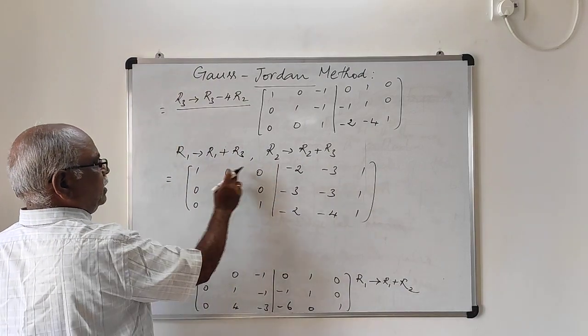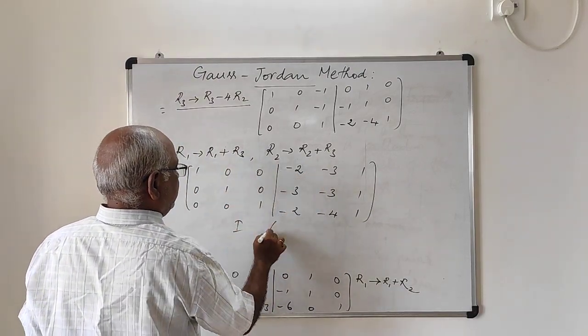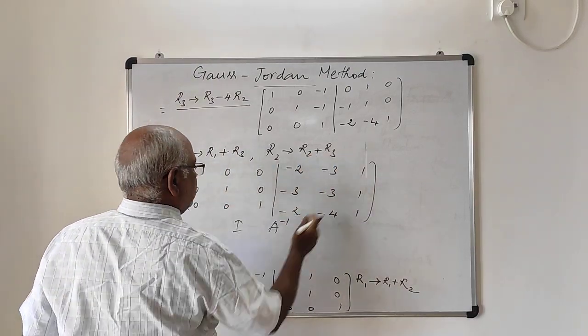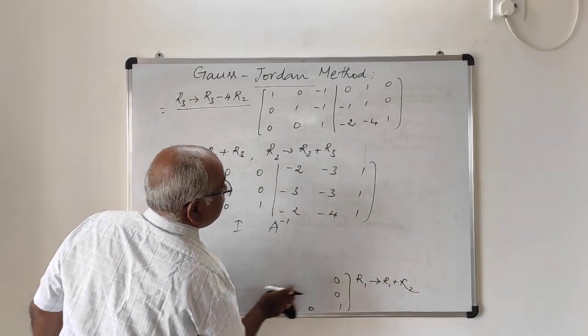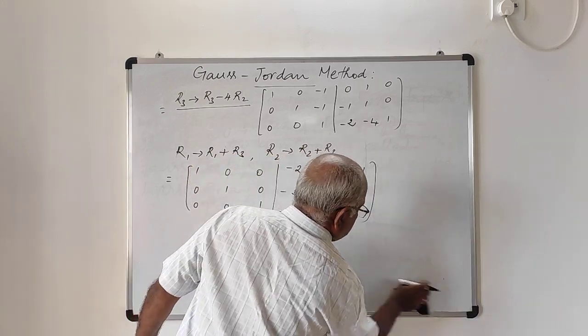So this is an identity matrix, therefore this is of the form I into A inverse, therefore A inverse is this. So the A inverse of the given matrix is what you have determined.